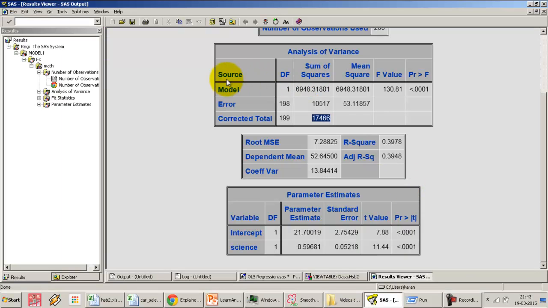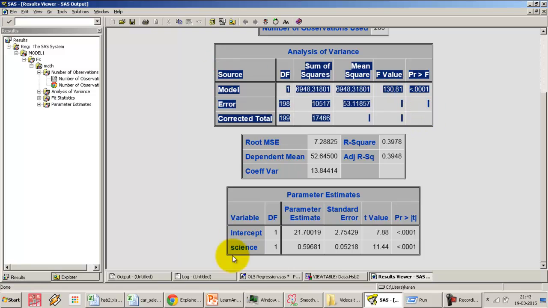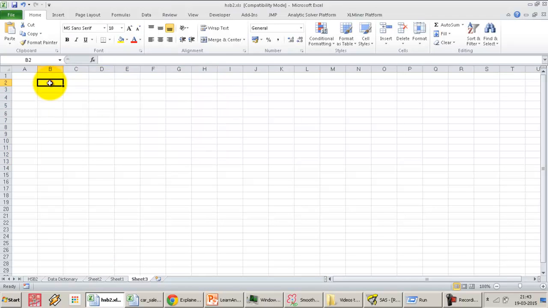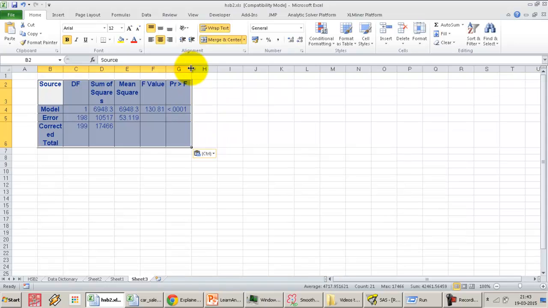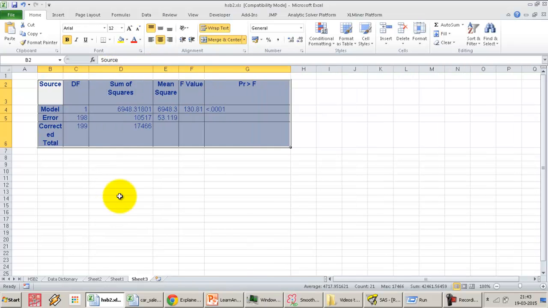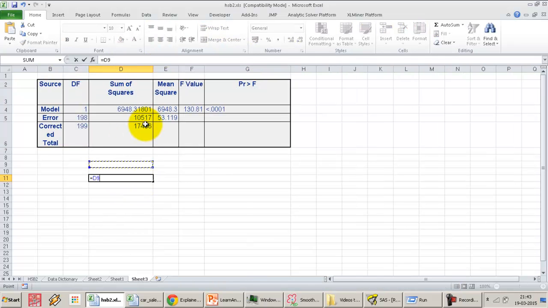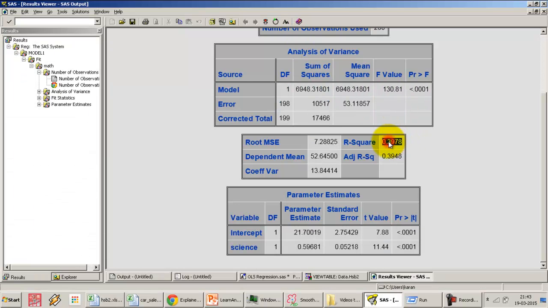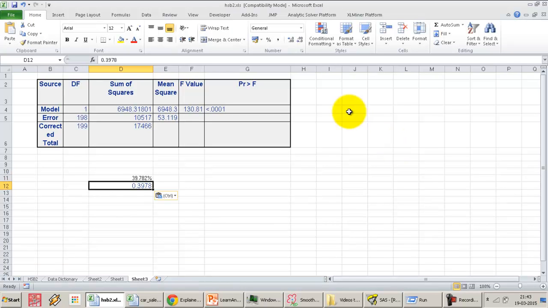If I copy the ANOVA table out into an Excel sheet, let's copy it over here, and let's try and figure out what the R square is going to be. I know the model as explained is 6948, and the total explanation that needs to be done is 17466. This gives me 40%, 39% has been explained. If I compare it with the R square published in this data set, we get exactly the same, 39.782%. In SAS we only get up to 4 digits, so let's bring it down, and there we have it.